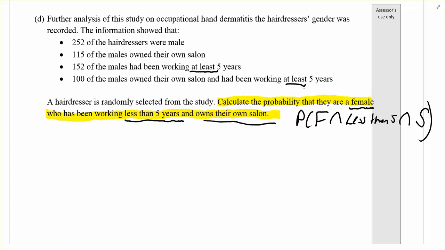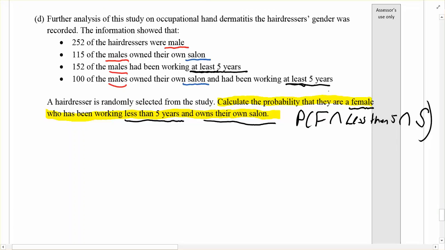Well, how many variables are there? How many categorical variables? Well, we've got whether they're male or not, so gender. What else have we got? Well, we've also got whether they own their own salon or not. So that's a second variable. And finally, we've got whether they have been working at least 5 years or not. So that's a third variable, isn't it?